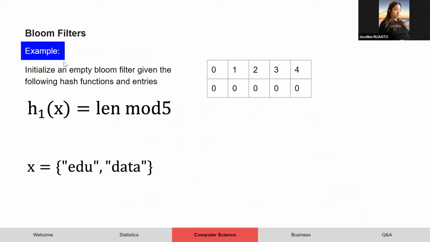We can see an example here where the hash function is the length mod 5, and we have two data items, which are edu and data. There are three letters in edu, and 3 mod 5 will give us 3, so we insert a 1 at index 3. Then we have data, where the length is 4, and when we do 4 mod 5, we get 4, and we insert 1 at index 4.